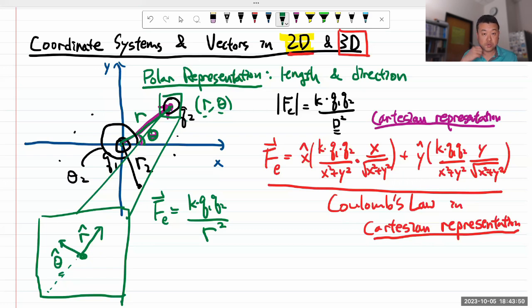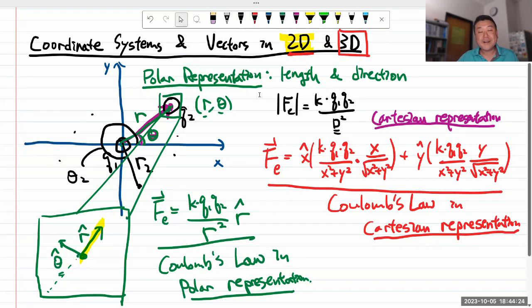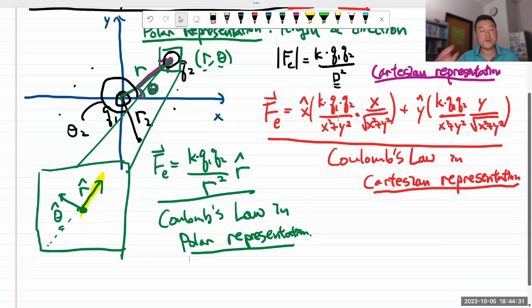So Coulomb's law only points in this direction. So we would say this magnitude in the direction of r hat. This is Coulomb's law in polar representation. Much simpler, more beautiful. If we could, we would just stay in polar representation and work everything out using polar representation. But we can't. There are some scenarios where you do have to work with a Cartesian way of dealing with things.